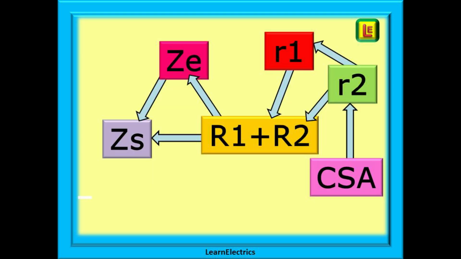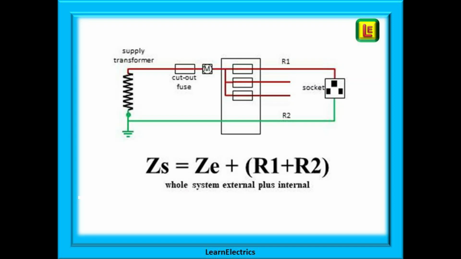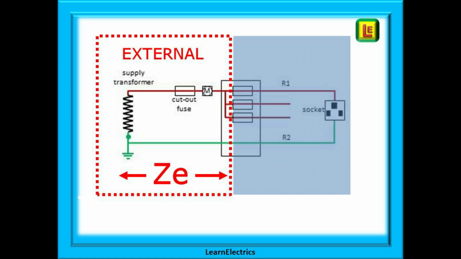There are lots of values that all go into making up ZS, which is called the system earth fault loop impedance, and by using the right numbers we can work out the others. So let's begin. We can recap on just what the various numbers are. You should be familiar with drawings similar to this and the standard formula shown here that states that ZS equals ZE plus R1 plus R2.